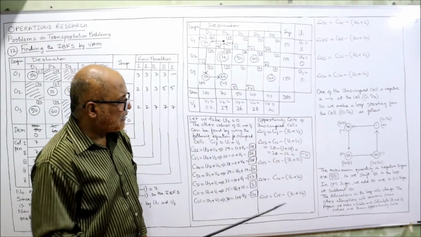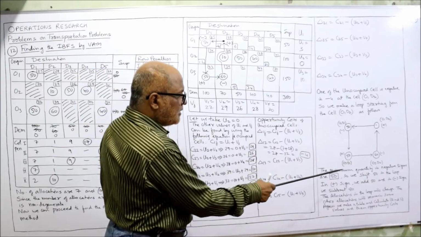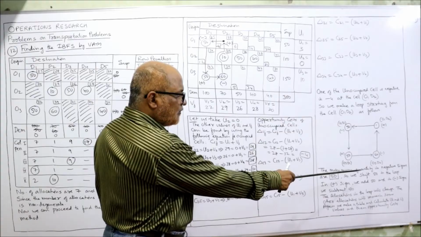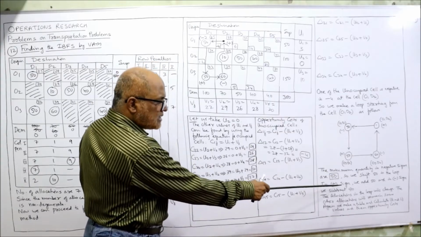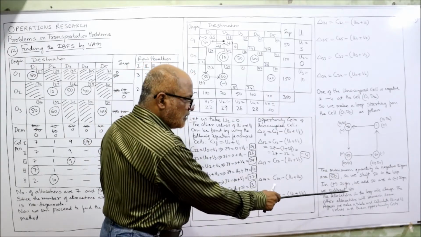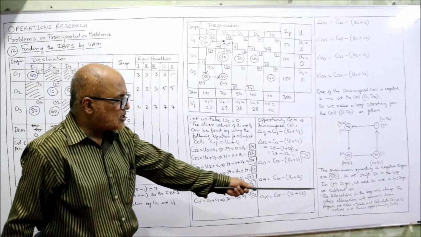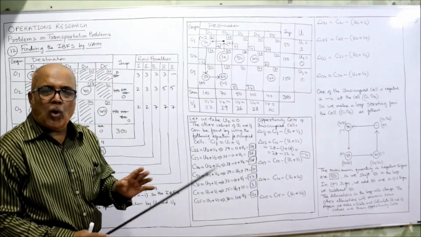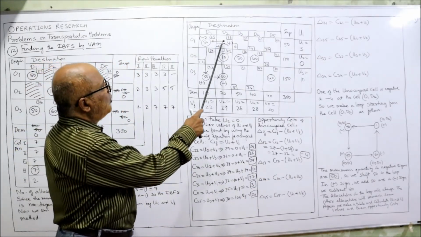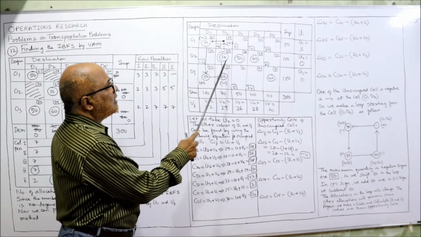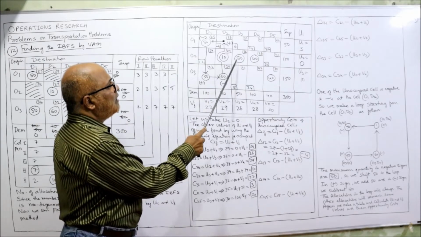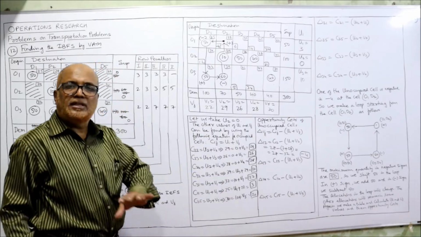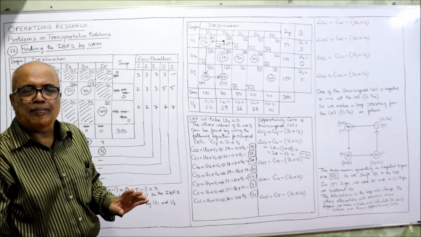So here I have written, the minimum quantity in the negative sign is 50. So we shift 50 in the loop. In positive sign, we add 50. In negative sign, we subtract 50. The allocations in the loop will change. Only the allocations of the loop will get changed. The other allocations will remain the same, 10, 50, 40, 40. These allocations will remain the same.